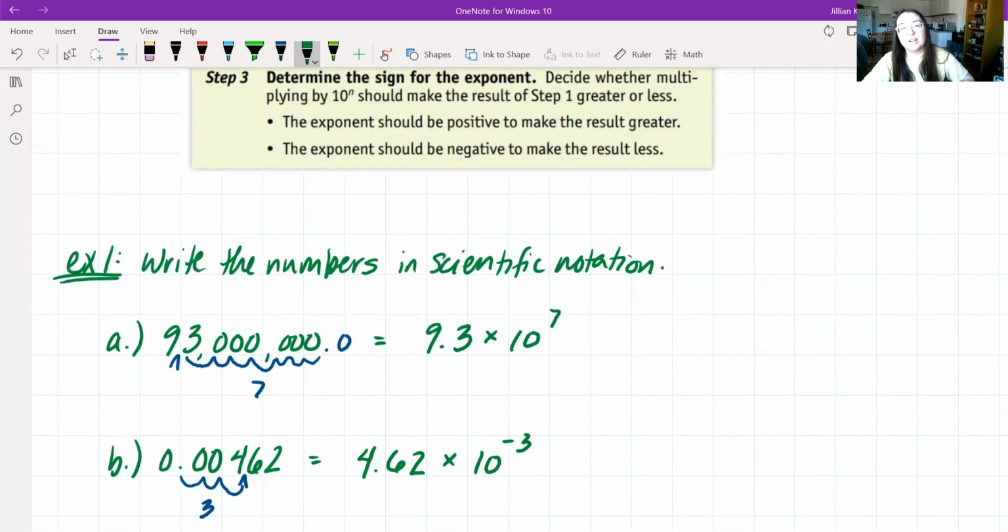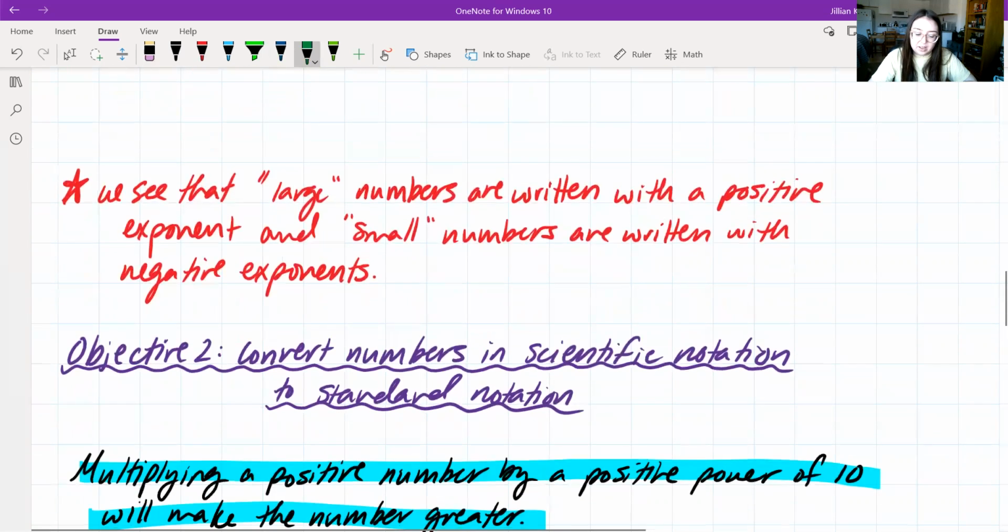So the rule of thumb here is that if your number is very large, you're going to give a positive exponent. If your number is a decimal, then you're going to have a negative exponent. So those are the main differences there. We see that large numbers are written with a positive exponent and small numbers are written with negative exponents. So exactly what we said before.